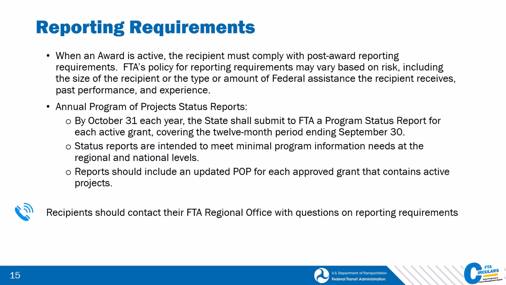There are annual Program of Projects status reports, and those are due by October 31st of each year, where the state shall submit to FTA a program status report for each active grant, covering the 12-month period ending September 30th. Status reports are intended to meet minimal program information needs at the regional and national levels. Reports should include an updated POP for each approved grant that contains active projects. If a recipient has questions on reporting requirements, they should contact their FTA regional office.